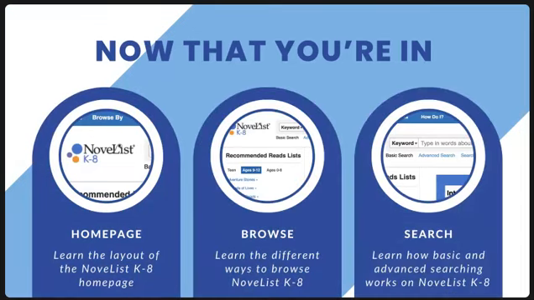We're going to cover a few different areas of the database. We'll take a closer look at the NoveList K through 8 homepage and all of the great features that are available from the second you log in. We will briefly discuss how to browse the database if you're looking to discover books but don't really have a specific author or title in mind. Finally, we will look at searching and how having a title or author can lead you to specific information about a book or creator, but also how you can find other books based off of that initial search.